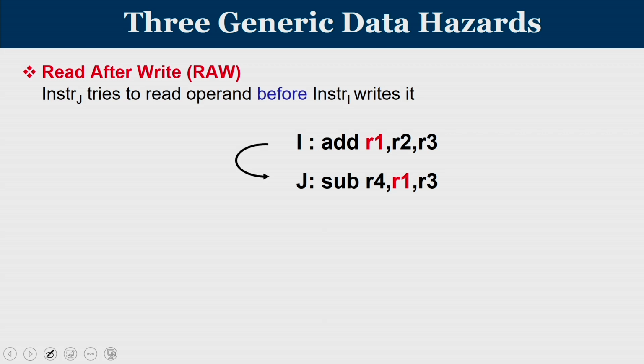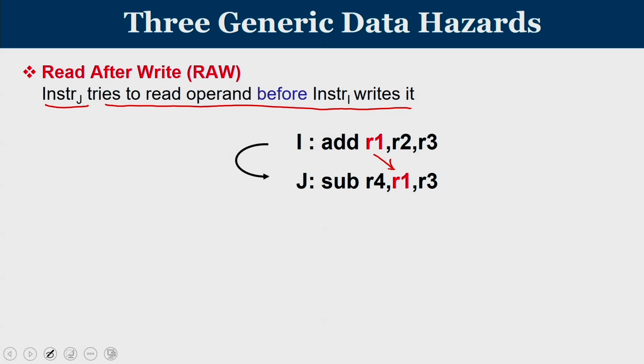The first and most common data hazard is known as read after write hazard. It is also known as RAW hazard. So, instruction J tries to read an operand before instruction I writes on it. Consider these two instructions given in the slide. Instruction I performs add R1, R2 and R3. Instruction J performs sub R4, R1 and R3, and we know that there is a dependency that exists.